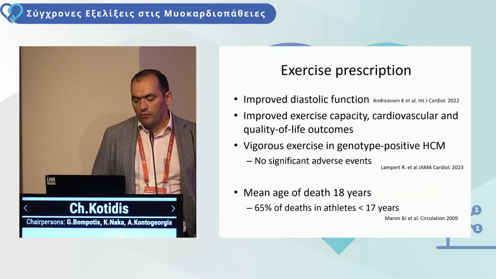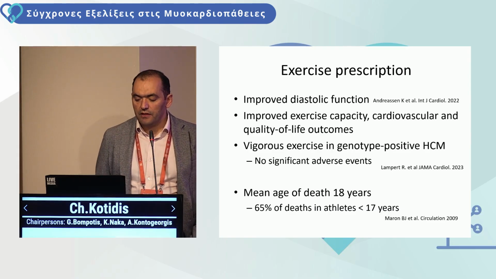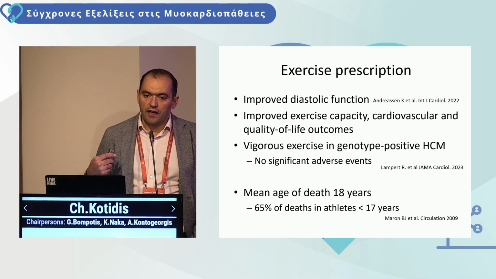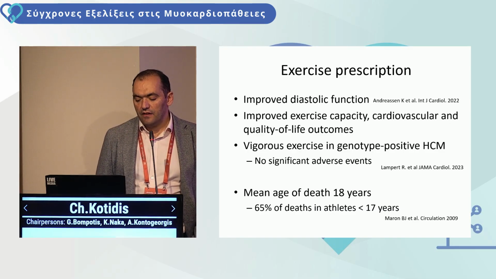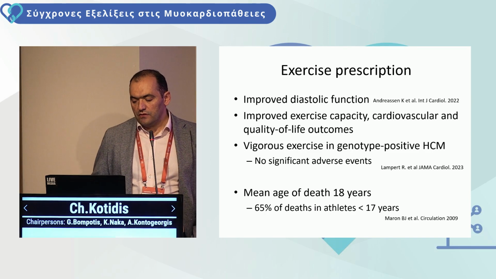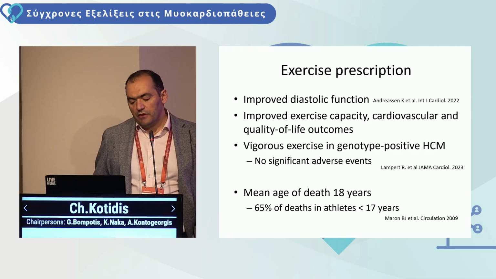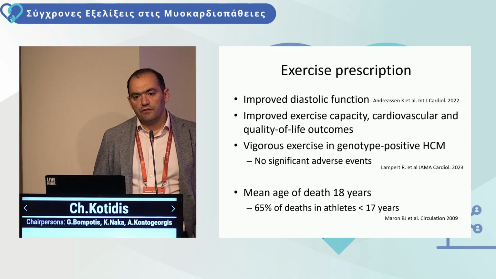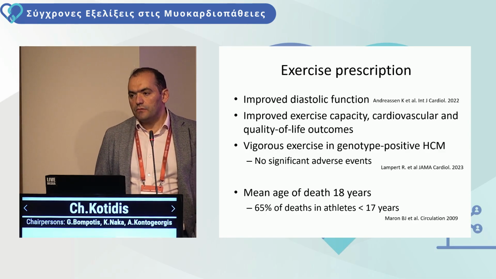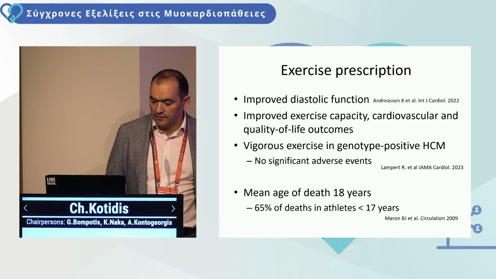So in studies with pediatric patients with hypertrophic cardiomyopathy, it is proven that exercise improves diastolic function, exercise capacity and quality of life, and vigorous exercise in genotype positive, phenotype negative patients has no significant adverse events. However, we have to keep in mind that the mean age of sudden death in the general population is 18 years, and 65% of these deaths come from athletes below 17 years of age. So this makes our work even more challenging.